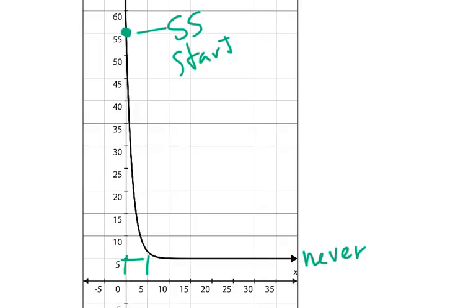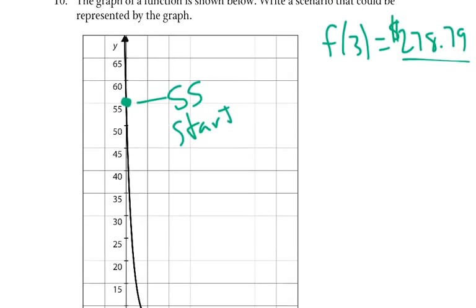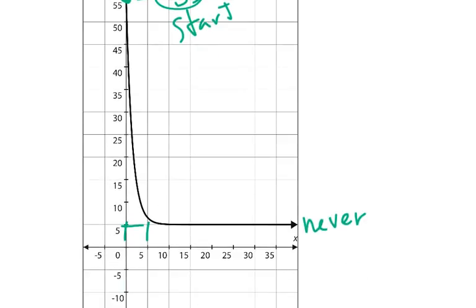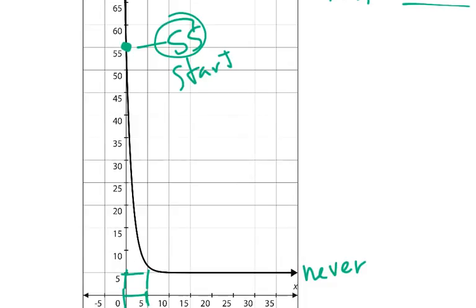So I'll let you guys be creative on that. Think of a scenario. You start at 55 and you're losing something, and within 5 days, 5 weeks, 5 years, you're pretty much down to only 5 of them. Okay? And it does it pretty quick.